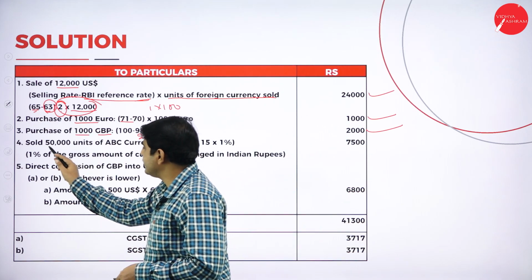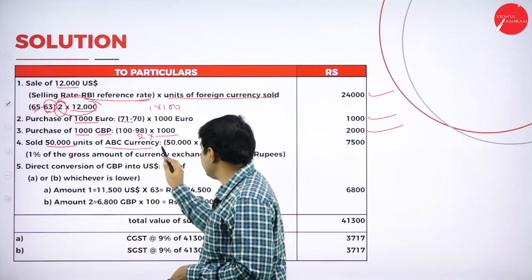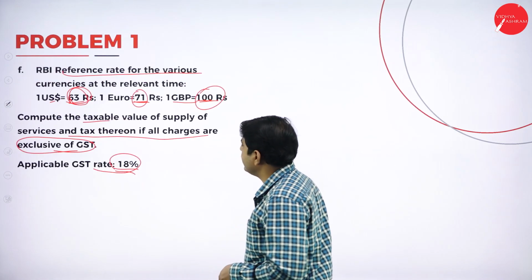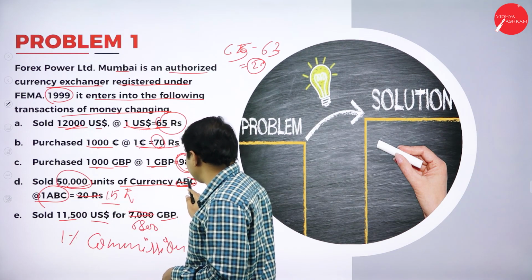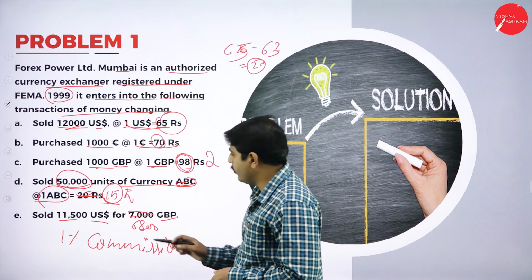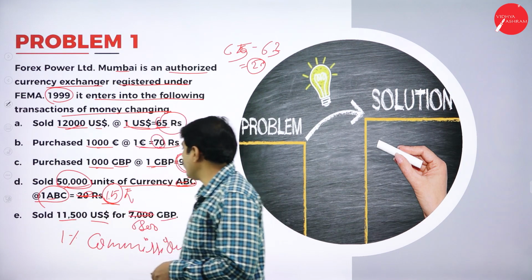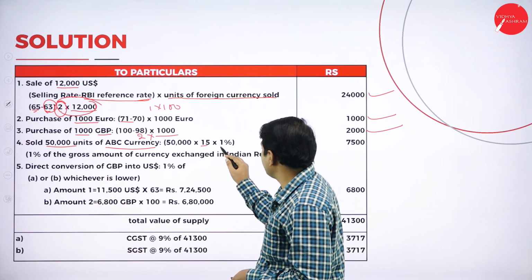And also sale of 50,000 units of ABC currency. So what is the rate here? See, 50,000 units of ABC currency at 15 rupees. At rupee 1, ABC equals 15 rupees. So how much will they get here? Again here, 15 rupees equals 1 rupee commission.